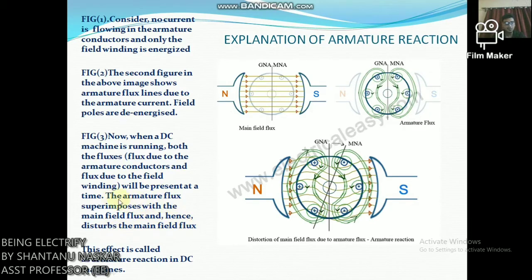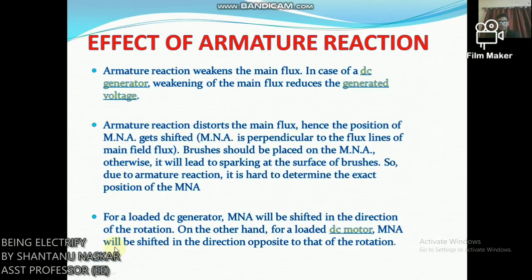This line is very important. The armature flux superimposed with the main field flux hence disturbs the main field flux. This effect is called armature reaction in DC machine. So whenever the armature flux superimposes with the main field flux and disturbs the main field flux, this disturbance is called armature reaction in DC machine.